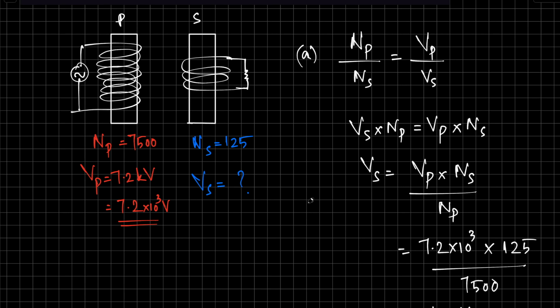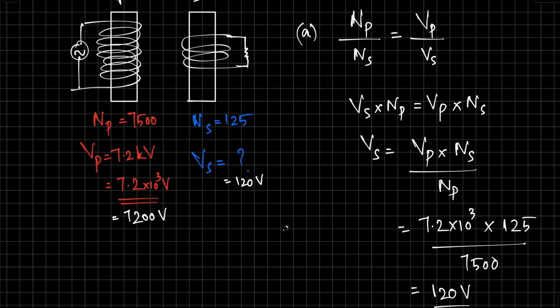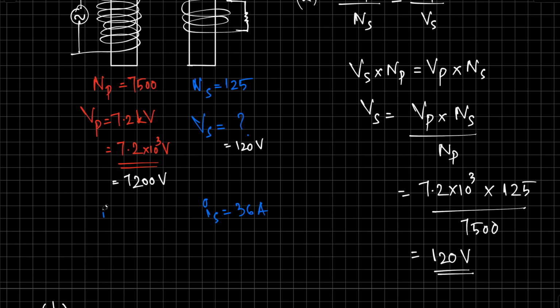It's a step down transformer, so it should decrease the voltage. The voltage in the primary is 7.2 times 10 to the power of 3, that is 7,200 volts, and voltage in the secondary is 120 volts. Yeah, the voltage has decreased because we have used a step down transformer, so our answer makes sense. Now part B. This is a step down transformer, so it should decrease the voltage and increase the current. Current in the secondary is 36 ohms. So the current in the primary should be less than 36.